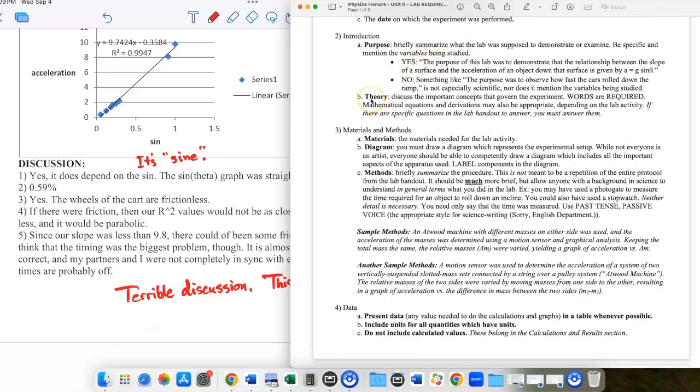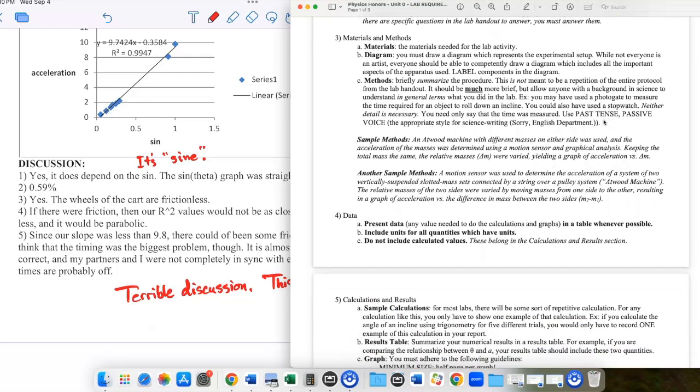For the theory section, there are always going to be specific questions that are asked in the introduction to the lab. When you answer them, generally speaking, you're going to have to use words. Sometimes you're also going to do math, but there really should always be some amount of words in your explanation for the answer. All right, materials, that's just listing out the things used in the lab. You do not need to list things like calculator, iPad.